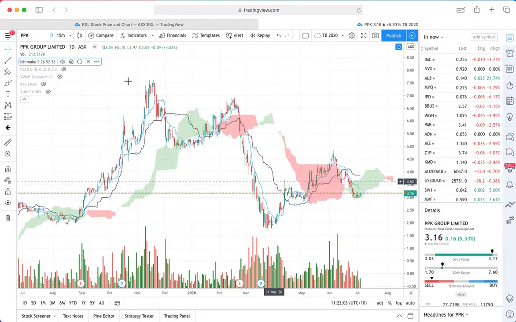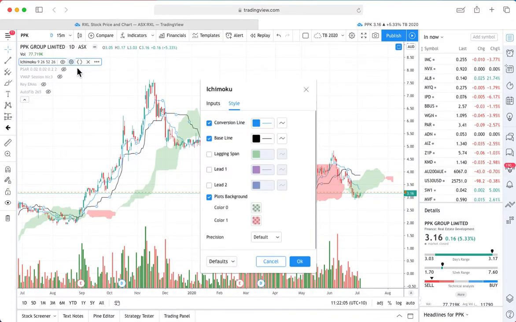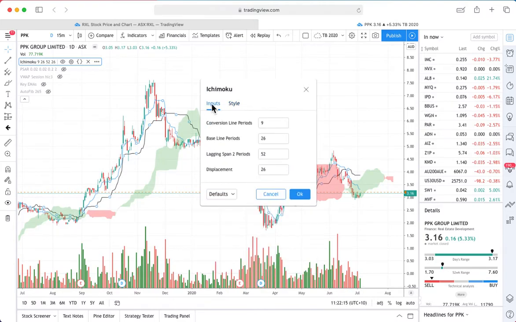Now, let's go to the settings of it. This is how I have it set up here. You can have these indicators here, but I don't worry about them because I find they're a bit too confusing, and my settings are the same as what the default is.